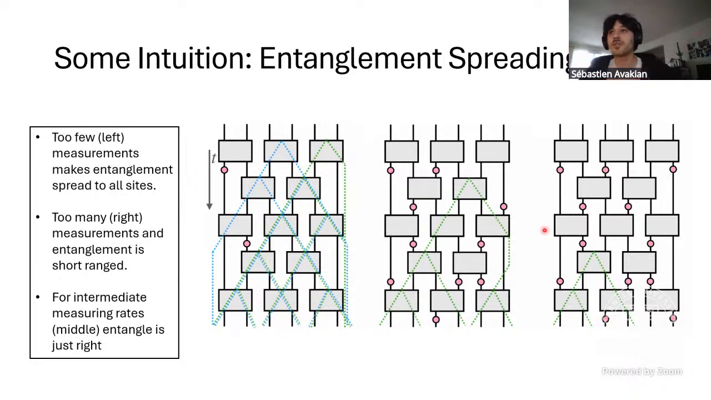Now, if I go to the many measurement regime, or the higher P regime, I can't actually have graphs that span very far because I have too many measurements impeding the flow of information between the unitaries. And if you make the measurements just right, so if you remove some of these, you can actually get graphs that connect many spins together. Now, why does this matter?